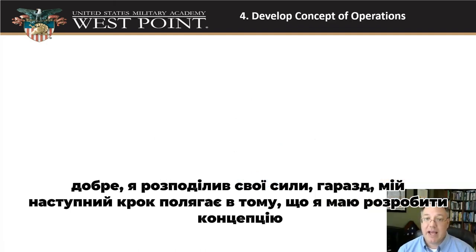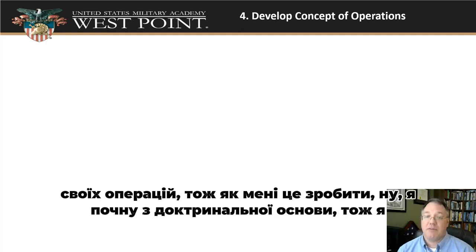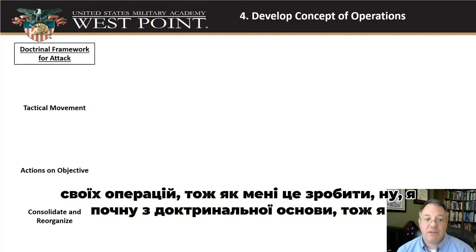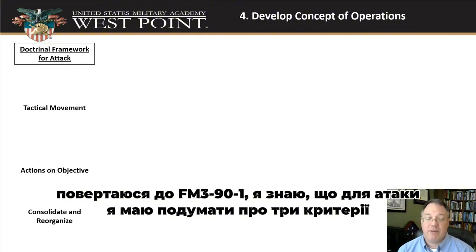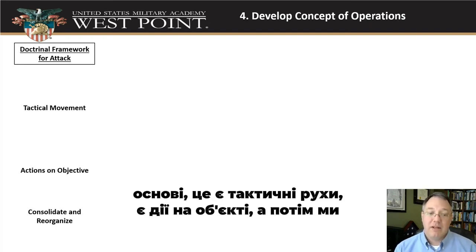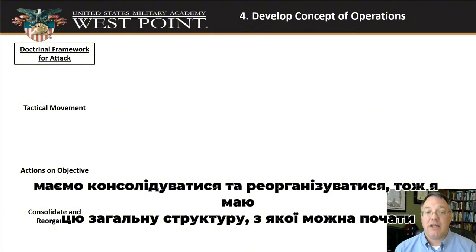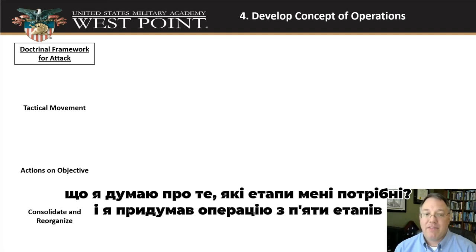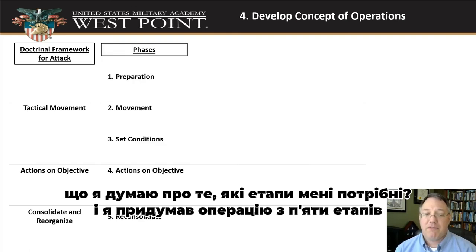Okay, my next step is that I have to develop my concept of operations. All right. So how do I do that? Well, I start out with a doctrinal framework, right? So I go back to the FM 3-90-1. I know for an attack, I kind of got to think about the 3 broad categories. And in class, we've talked about before, during, and after the objective. The terms in the doctrinal framework is that there's tactical movement, there's actions on the objective, and then we have to consolidate and reorganize. So I've got this broad structure, all right, to start from. From that, I think about what are the phases I need to have, okay? And I come up with a 5-phase operation, all right?